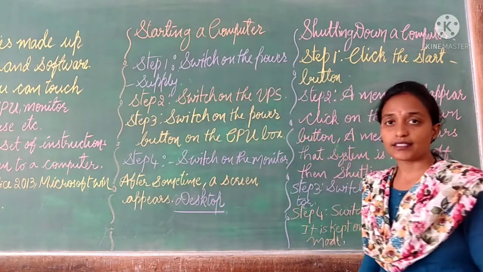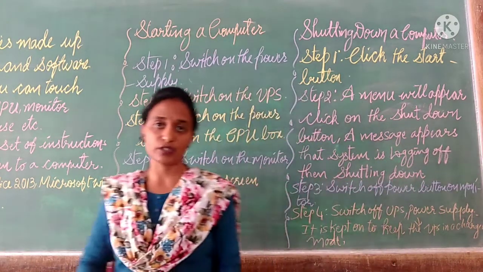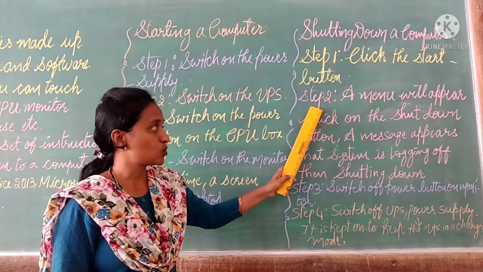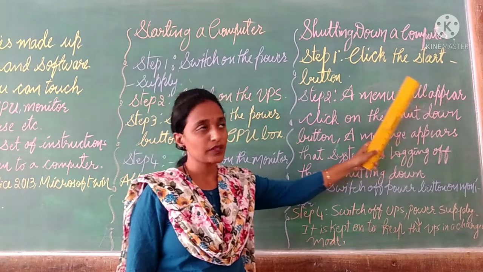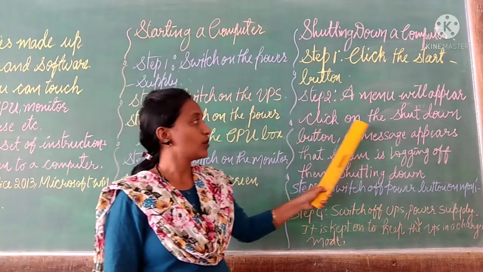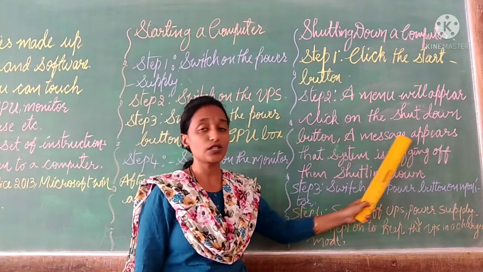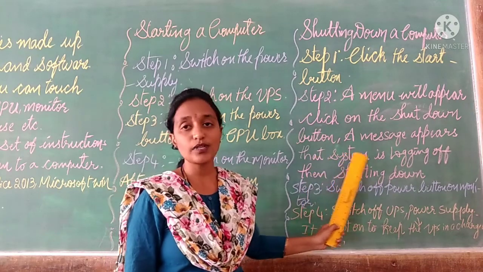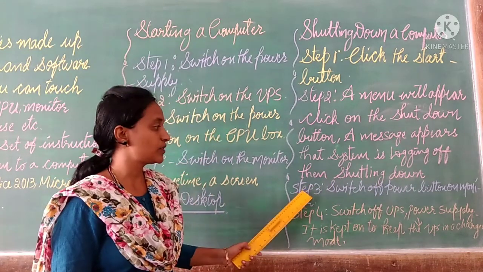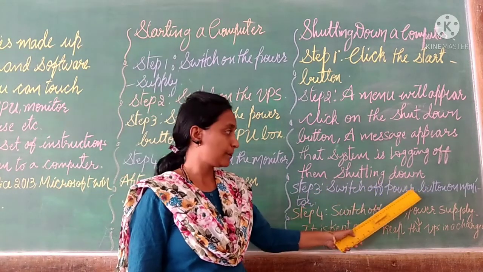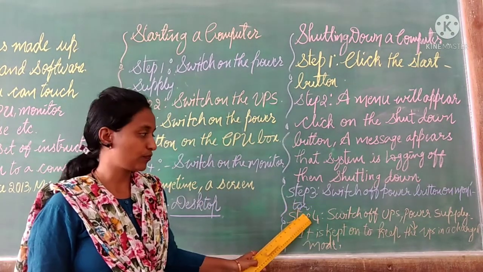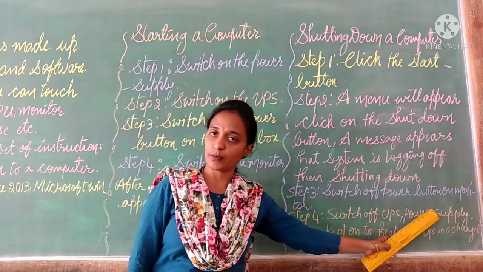Well, next, how to shut down a computer? Let us see. Step 1. Click on the start button. Okay. Step 2. A menu will appear. When you click on the start button, a menu will appear. Click on the shutdown button. A message appears that the system is logging off. Then you have to shut down. Okay. And step 3. You have to switch off the power button on the monitor. Next, step 4, switch off UPS and power supply.